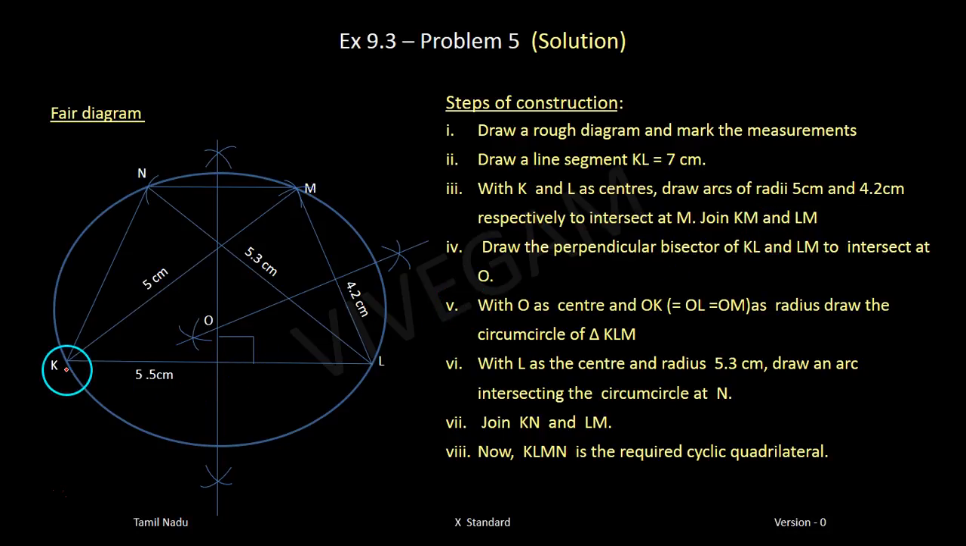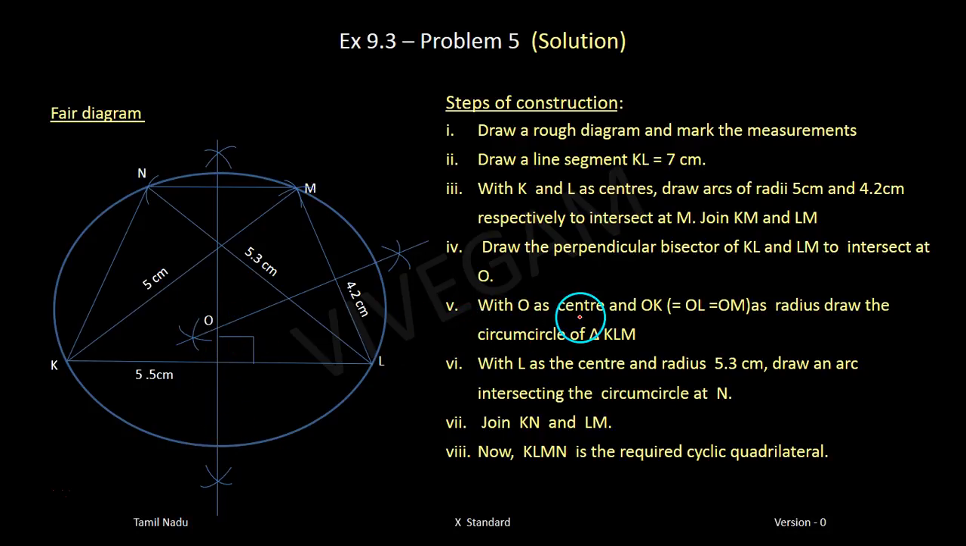With K as a center and 5 centimeters radius, draw this arc. With L as a center and 4.2 centimeters radius, draw another arc. They intersect at this point and that is M. Join KM and LM. So now we have the two sides KL and LM. Draw the perpendicular bisectors of KL and LM to intersect at O. This is one perpendicular bisector and this is another perpendicular bisector. They intersect at this point O.